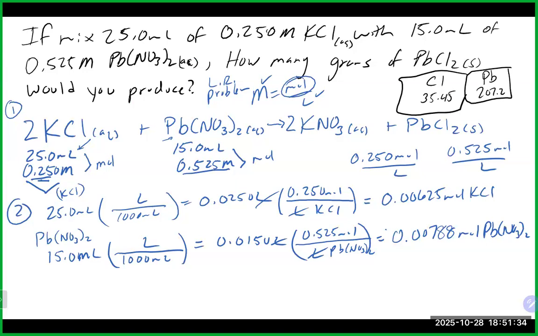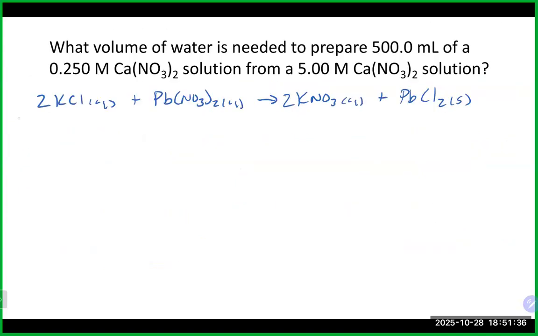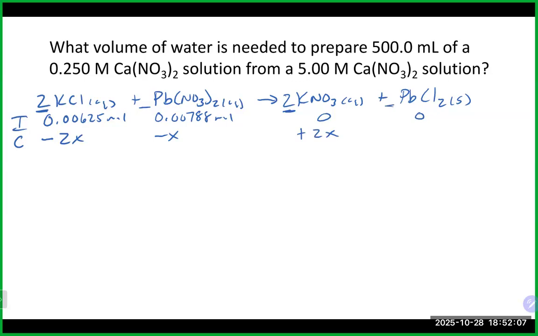So KCl, we have 0.00625 moles. For our lead 2 nitrate, we had 0.00788 moles, and again 0 and 0. Change is what takes into account the stoichiometry, so minus 2x because of the coefficient. This is going to be minus x because the coefficient is 1. This will be plus 2x because the coefficient is 2. Coefficient here is 1, so this would be plus x.